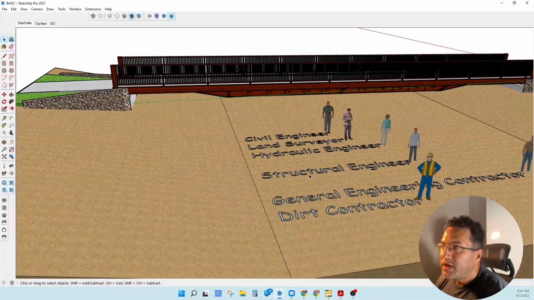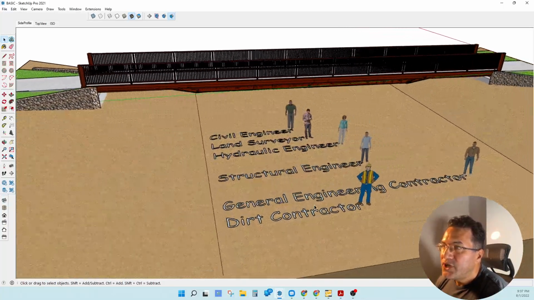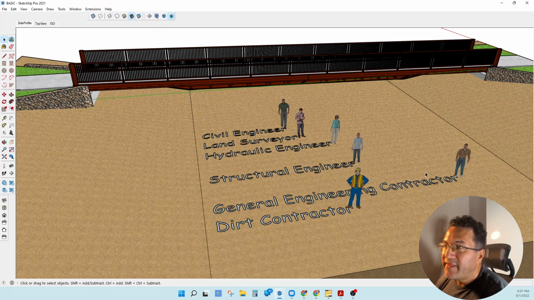Okay, then we go over here to general engineering contractors. That's what Paragon Bridge Works is. We are general engineering contractors, and that's a construction trade that allows us to build bridges, heavy infrastructure, heavy anything, any kind of big project.